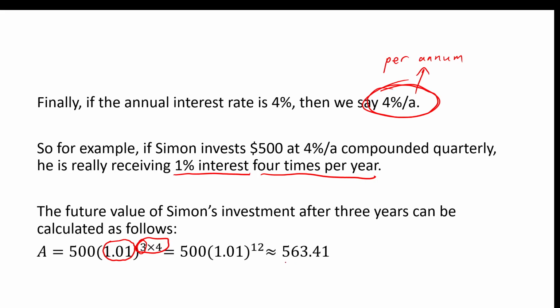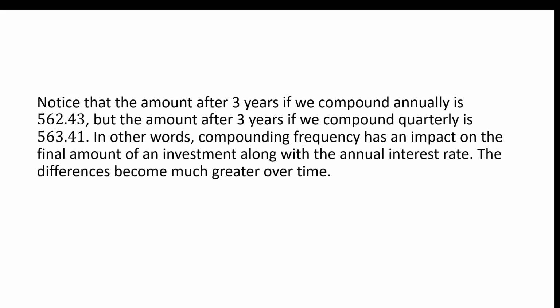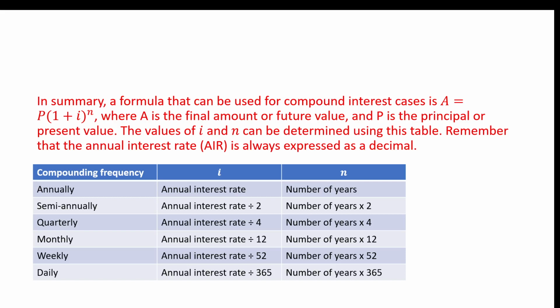If we did that, we would see that Simon got approximately $563.41. So notice that after 3 years, if we compound annually, Simon's amount in the bank account will be $562.43. But if we compound quarterly at the same rate of interest, we end up with $563.41. So compounding frequency has an impact on the final amount of an investment along with the interest rate. The differences become greater over time because we're dealing with exponential functions.